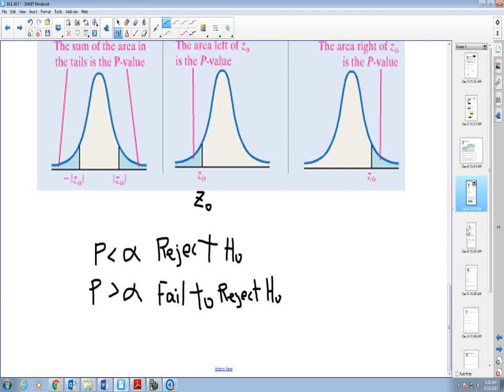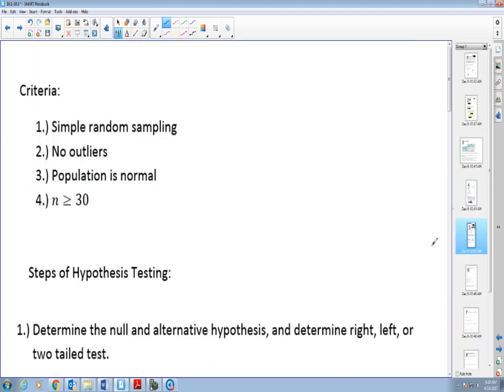Here are your criteria for hypothesis testing. It has to be simple random sampling. There should be no outliers. The population has to be a normal curve. My sample size has to be greater than or equal to 30. If not, then the problem will tell us that it's approximately normal.